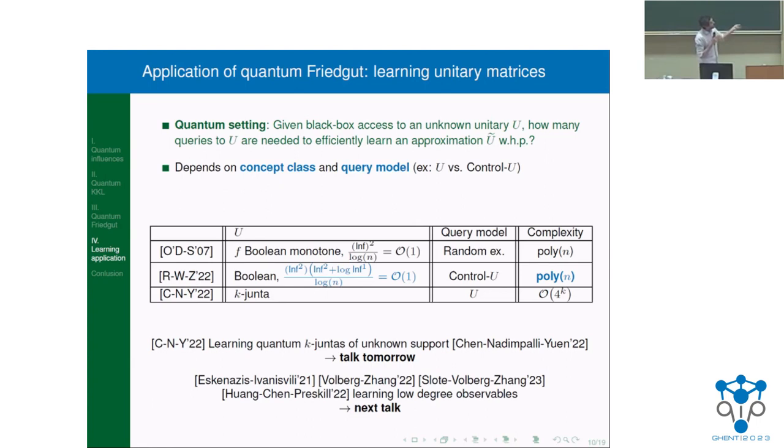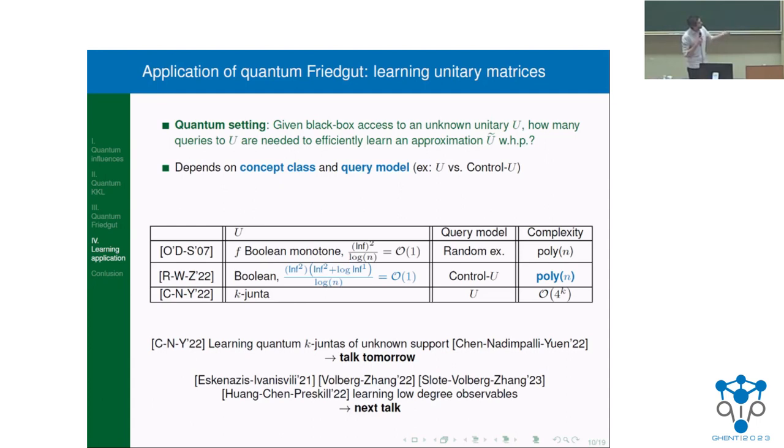I also want to point at another result which will be described tomorrow, which is in the setting where U is already known to be a k-junta. So we don't know where the junta acts, but we know that the unitary only acts on k qubits. And in this paper, having access to the Choi matrix of U, it was shown that you can actually get a query complexity that only scales with k, so independent of n. It's quite a strong result. So the talk will be tomorrow.